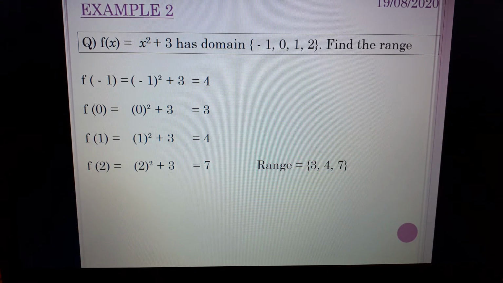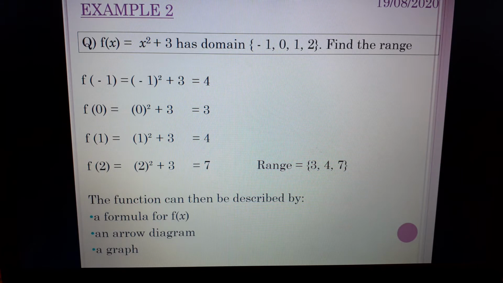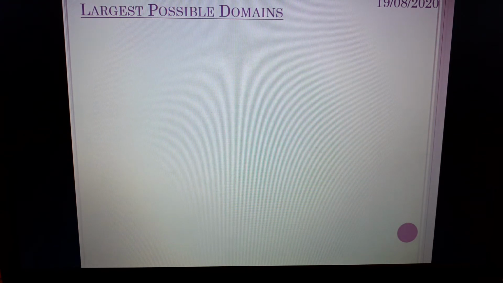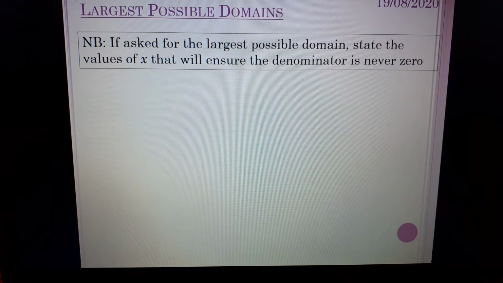A function can then be described by a formula for f(x), as we've seen here, an arrow diagram, as you may remember from the past, and I'll show you in a future PowerPoint, and also a graph. Now this one's an important one. We're asked to find the largest possible domain. If we're asked for the largest possible domain, we have to state the values of x that will ensure the denominator is never 0.